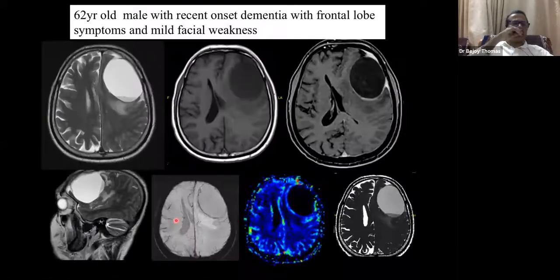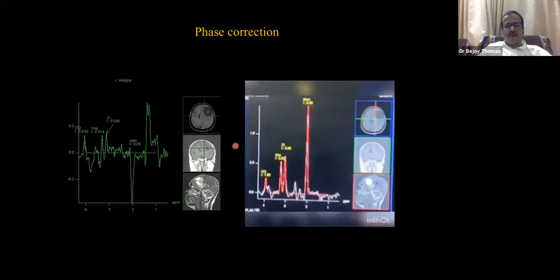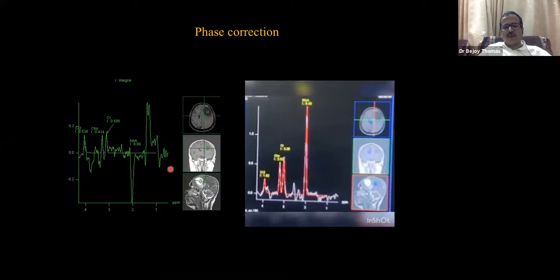And this is another case, a 62-year-old male with a recent onset dementia with frontal lobe symptoms, and a large cyst. When we did spectroscopy in the cyst, you see an NAA reversed peak there. So we were not sure what it actually was on histopathology. This reversal is basically because it is not phase corrected. So if you do the phase correction, you can actually reverse this back. So it's again an NAA-like peak because of the N-acetyl glucosamine and galactosamine.